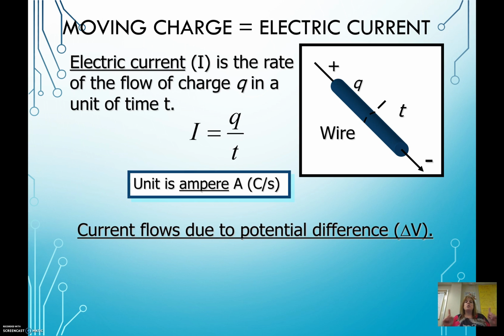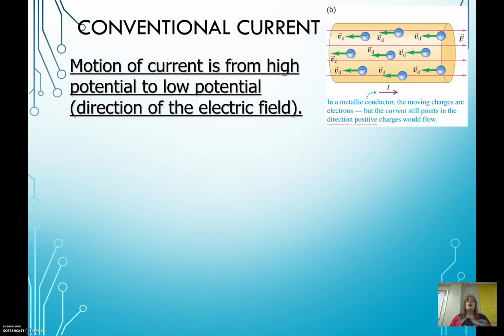Remember that current flows due to a potential difference. If there's no driving force for the current, then those electrons are just randomly moving around. So if you think about electrons, electrons go towards positive charges, but when they defined the flow of current, this was before we knew what was moving and before we decided that electrons were negative charges. So the definition of conventional current is the motion of current from high potential to low potential, which is the direction of the electric field.